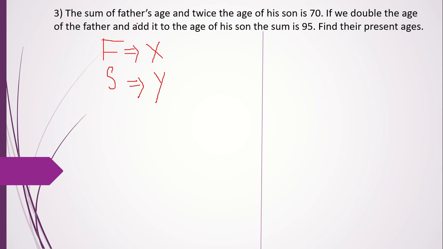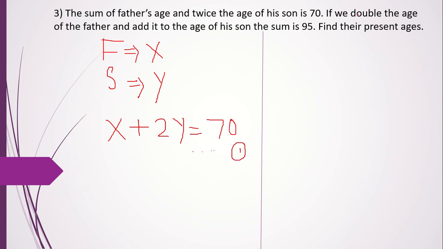Now what condition is given? The sum of father's age and twice the age of son is 70. This is the first condition. Sum of means we are going to add. What to add? Father's age and twice the age of his son. This is number 1.